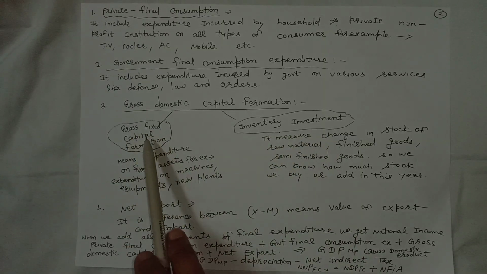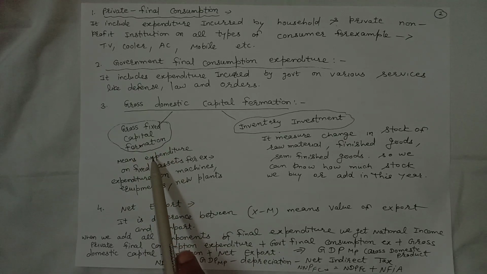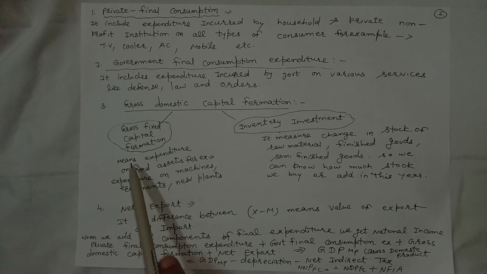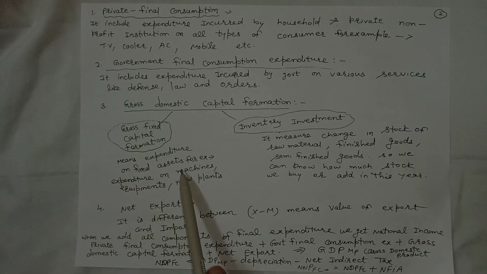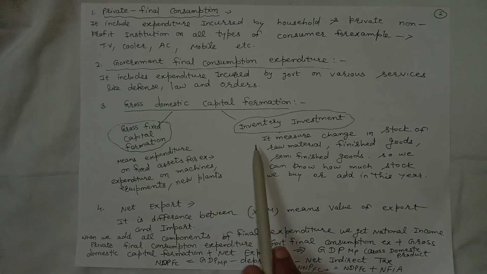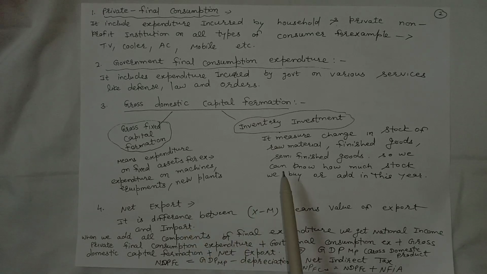What is the meaning of gross fixed capital formation? Listen carefully. It means expenditure on fixed assets, for example expenditure on machines, equipment, new plants. Then inventory investment. It measures the change in stock of raw material, finished goods, semi-finished goods. So we can know how much stock we bought or added in that particular year.